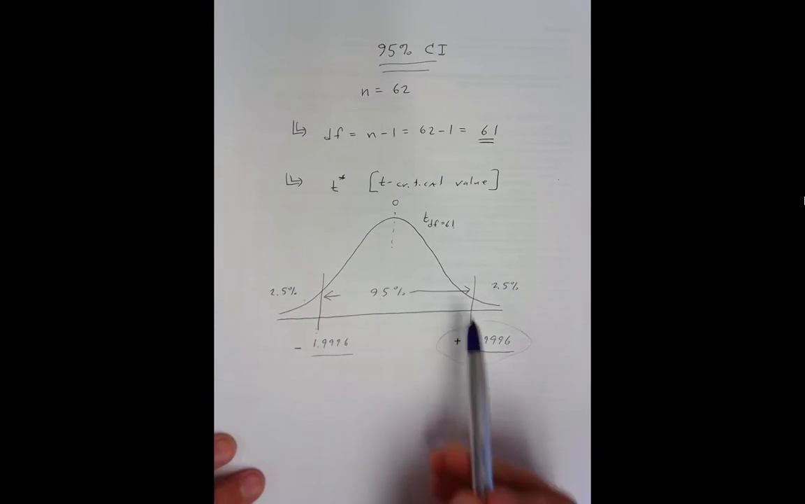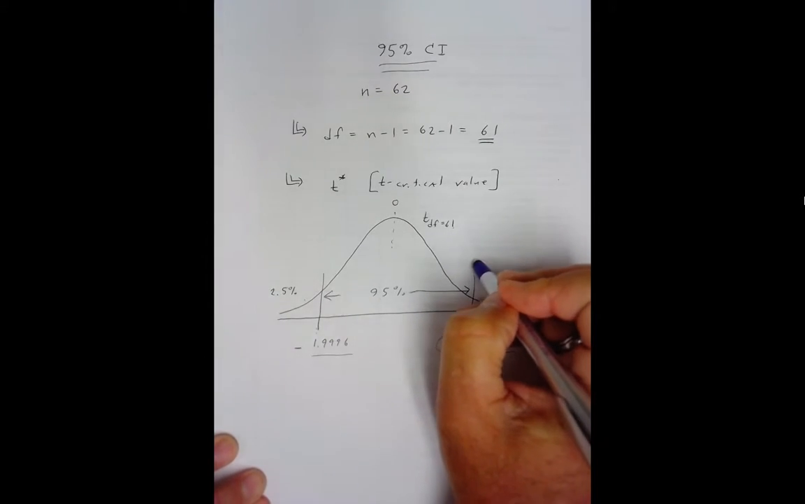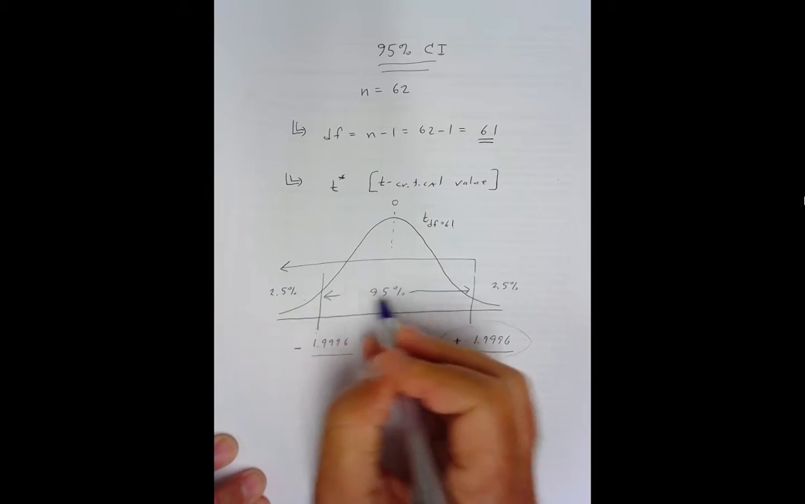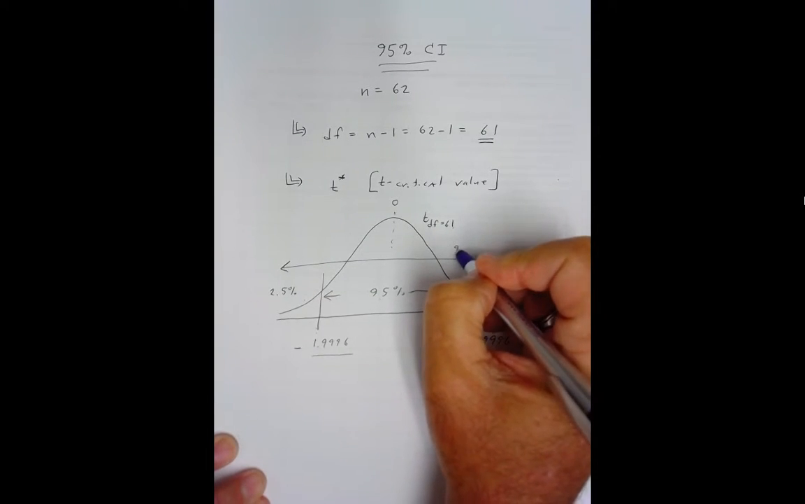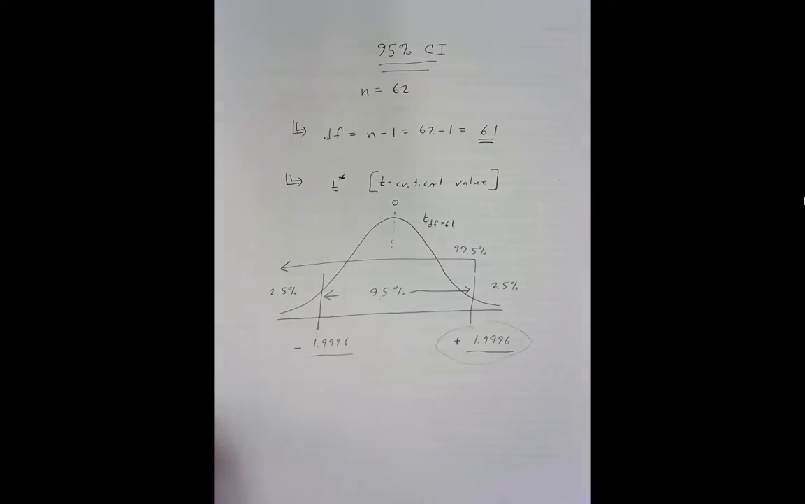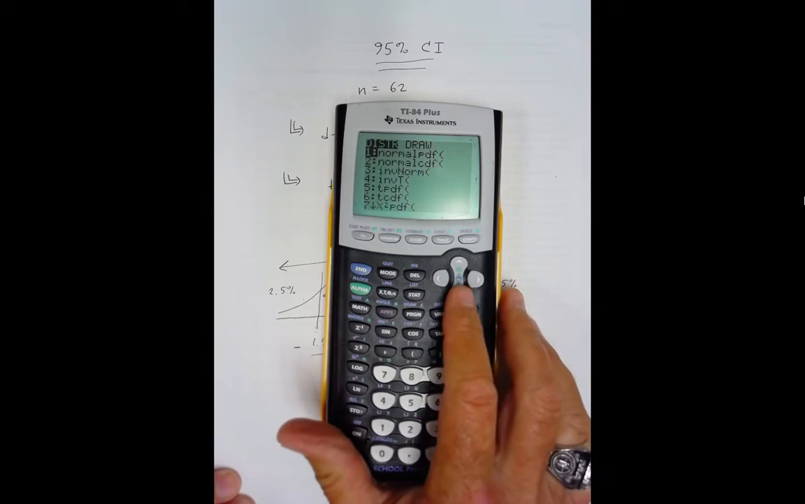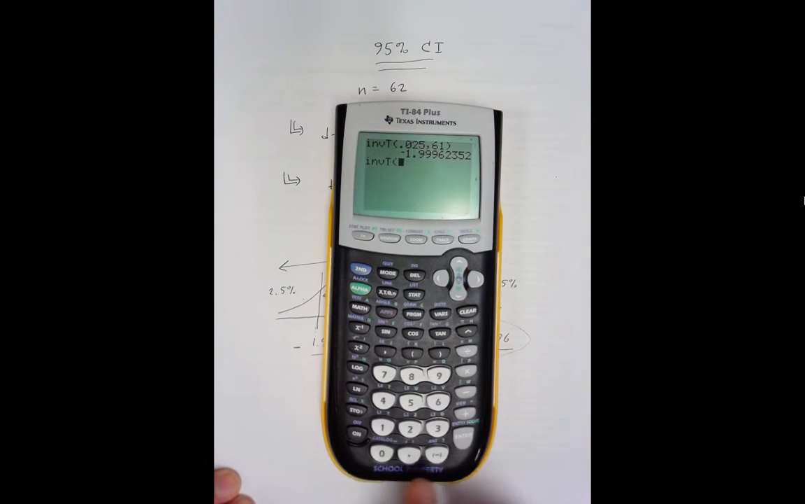How much area do we have below this point right here? Well, we have the 95 plus the 2.5. So from here down, I have this amount plus this amount, which is 97.5%. So let's put in our calculator inverse t, 0.975, degrees of freedom 61, and you're going to see that we get the same value, but it's just the positive of the negative up here.